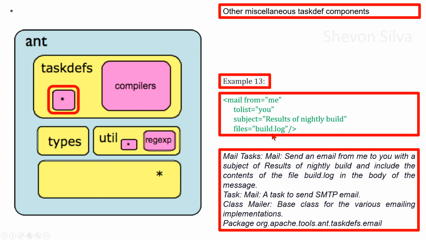Now we are considering mail in mail tasks. Send an email from me to you with the subject of results of nightly build and include the contents of the file build.log in the body of the message. Task mail, a task to send SMTP email. With regard to API, class Mailer, base class for the various emailing implementations. This is in the package org.apache.tools.ant.taskdefs.email.